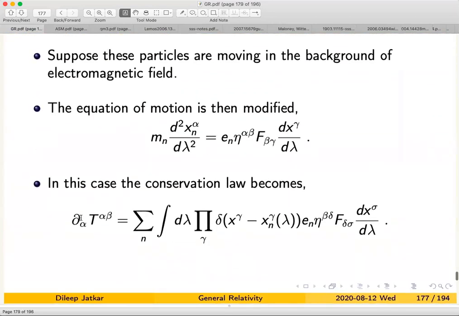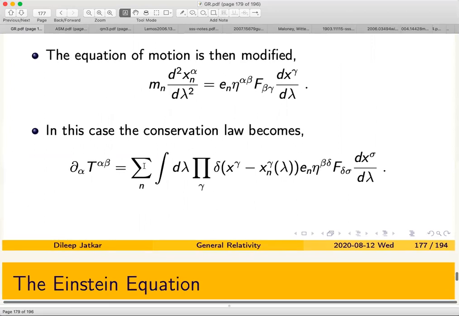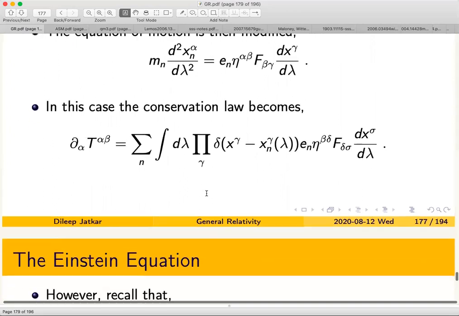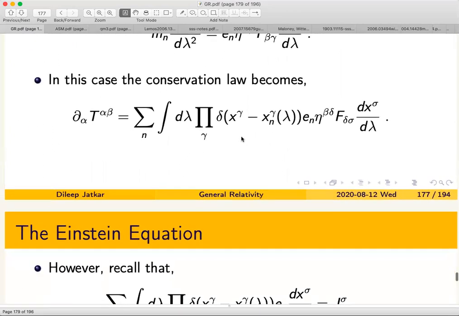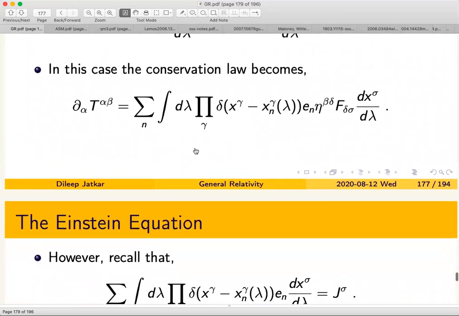In fact, because of this equation, what you find is that the derivative of the energy momentum tensor, or rather the divergence of the energy momentum tensor, is not equal to 0. It is proportional to the electromagnetic force. Okay, and that is just as well, because there is a trade-off of energy between the electromagnetic field and the charged particle, and it better show in the conservation law.